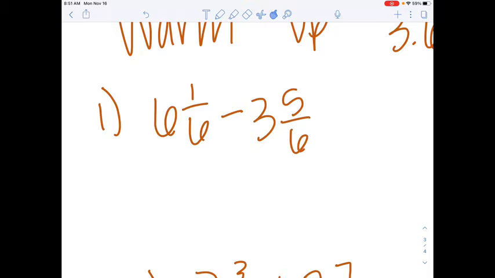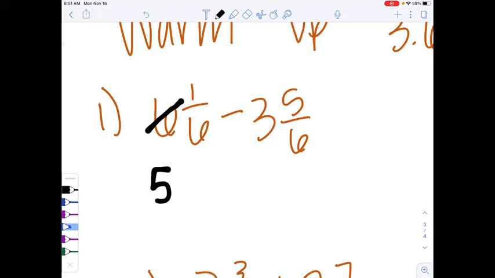Well, here's the deal. It'd be really nice if we could just subtract the whole numbers, subtract the fractions, but in this case, our fractions are not very nice. There's a couple different things we could do. We can change these both to improper, then solve, or we can borrow from the 6. That's what I'm going to do. I'm going to borrow 1 whole from the 6.